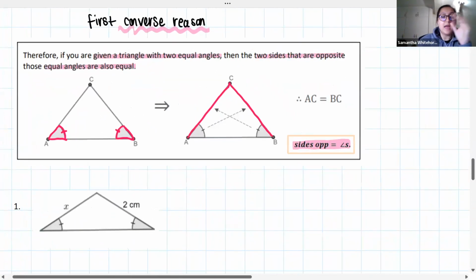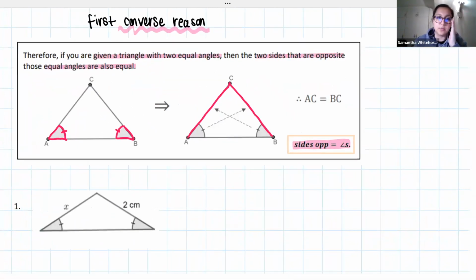So a reason. And we're going to have a look at a basic example. Nice and easy, nothing too stressful. So again, you start with, what have you been given? I've been given two angles are equal. I know that those angles are equal because on the angles, I've got that strike mark telling me that they're equal.